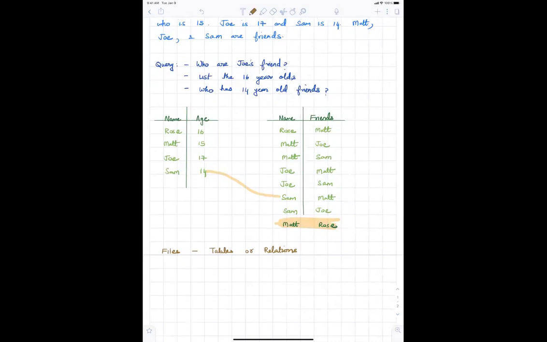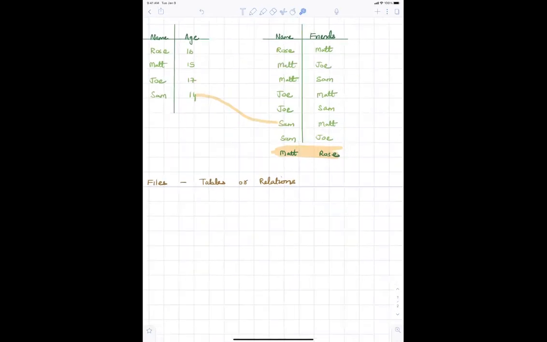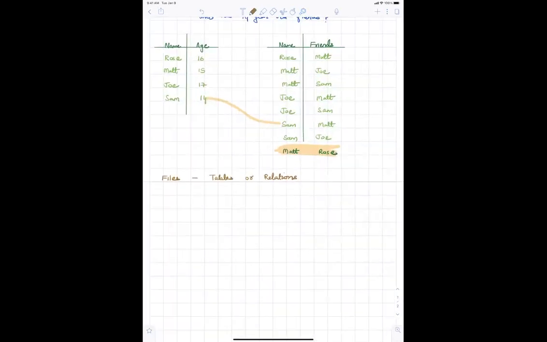Another thing is, you might ask, why are there two files? If, for example, this last query, who has 14-year-old friends, I have to connect these two tables. So the question is, why do you have two tables? Why not just have one table? That's another topic that we'll talk about. It's called normalization. I may not be saying anything right now, but we will talk about why there are two files. Why not one? That will come under a topic called normalization.